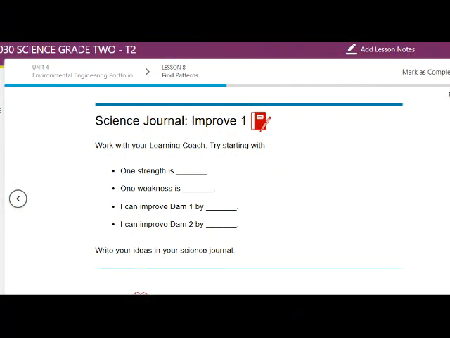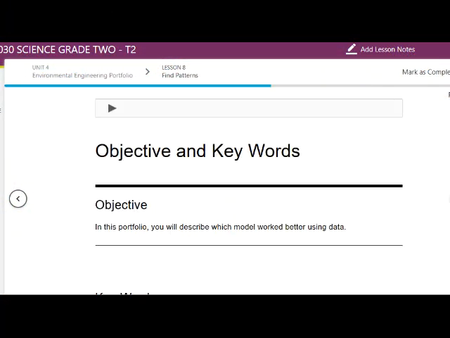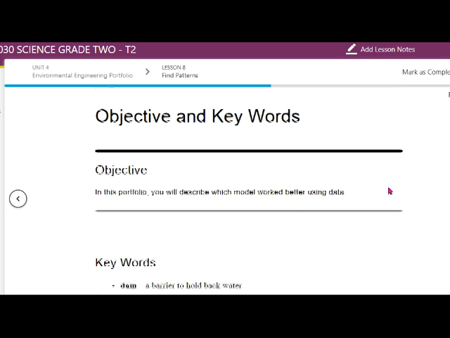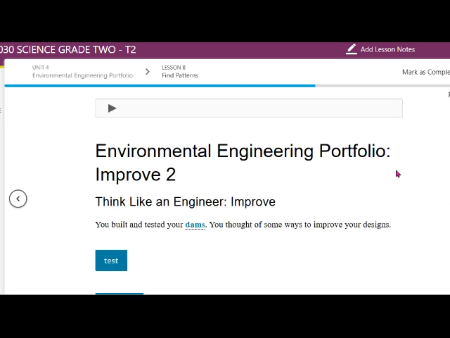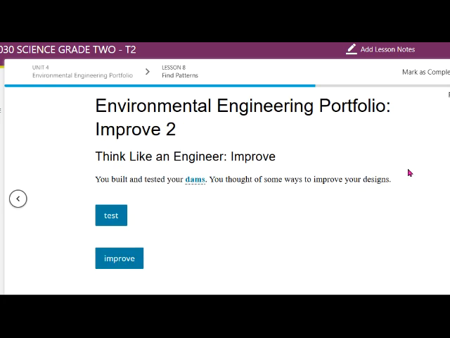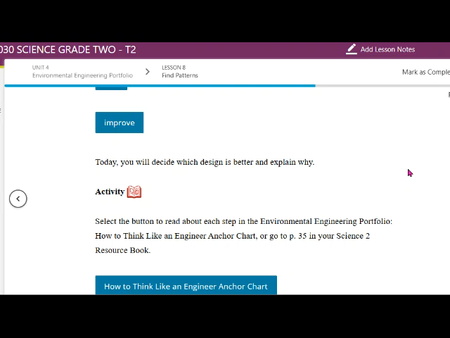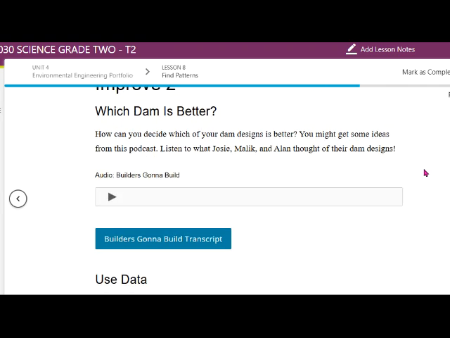All right, so let's go back to your lesson and let's look at some more examples. Now you will describe which model worked better using that data. A dam is a barrier to hold back water. You built and tested your dams. You thought of some ways to improve your designs. Today, you will decide which design is better and explain why. How can you decide which of your dam designs is better?